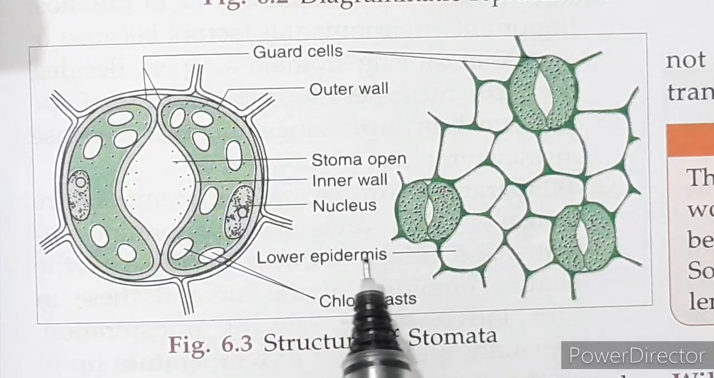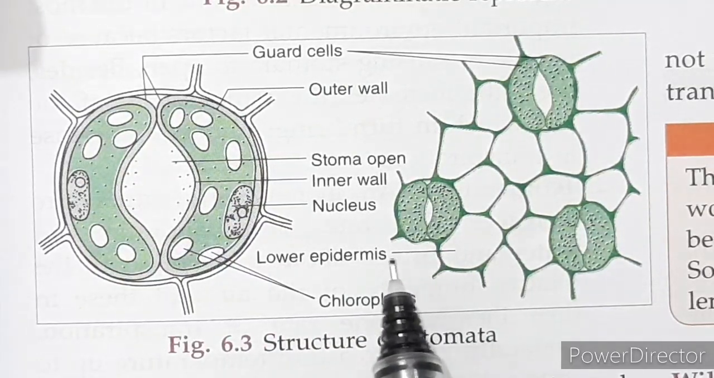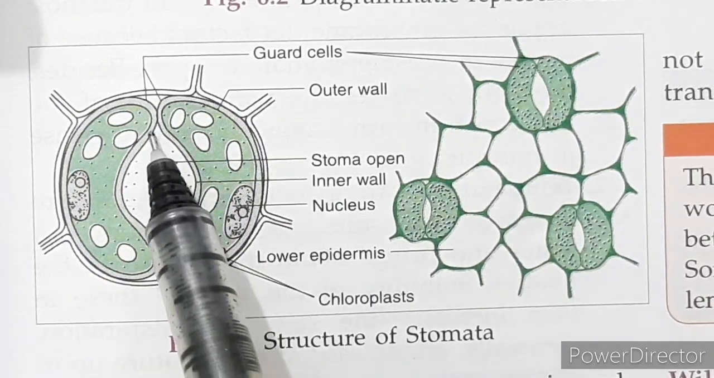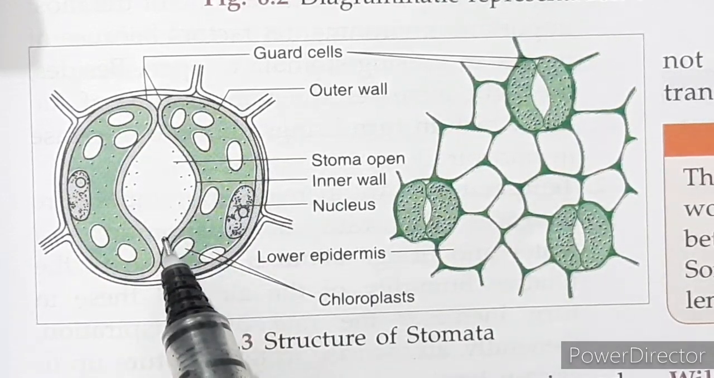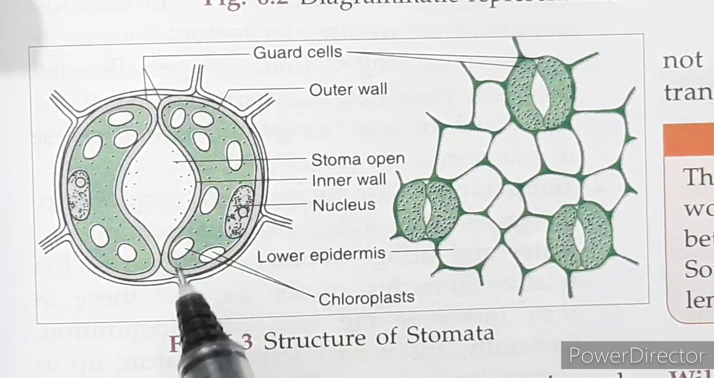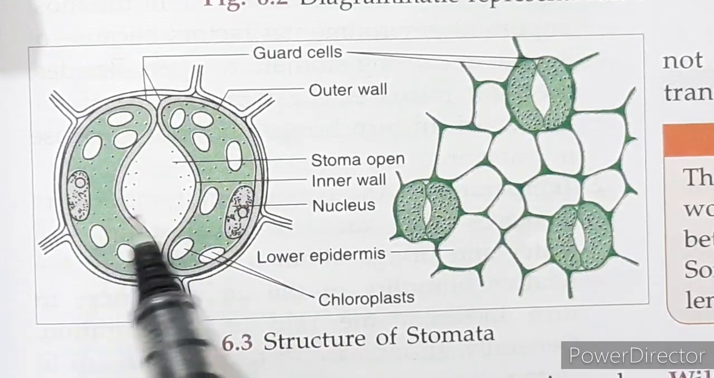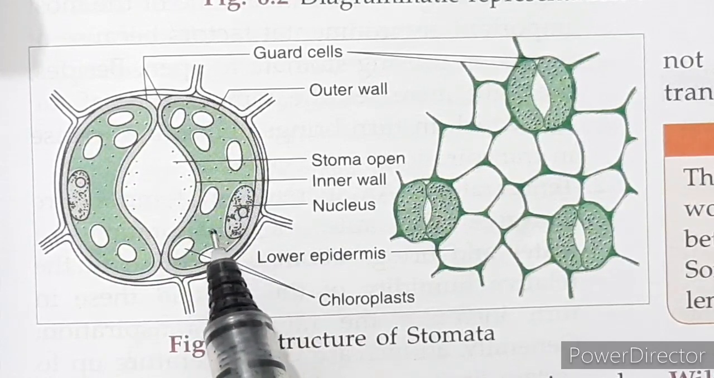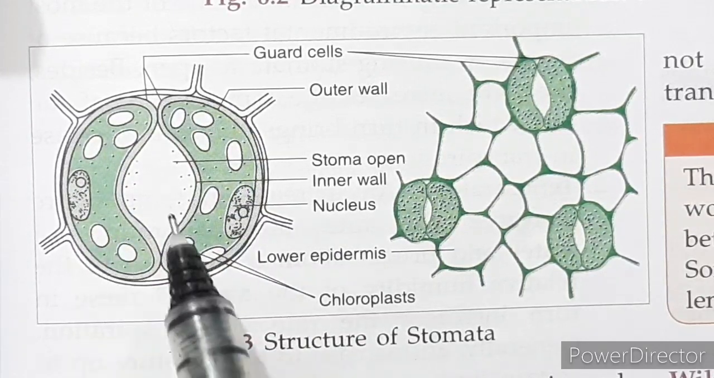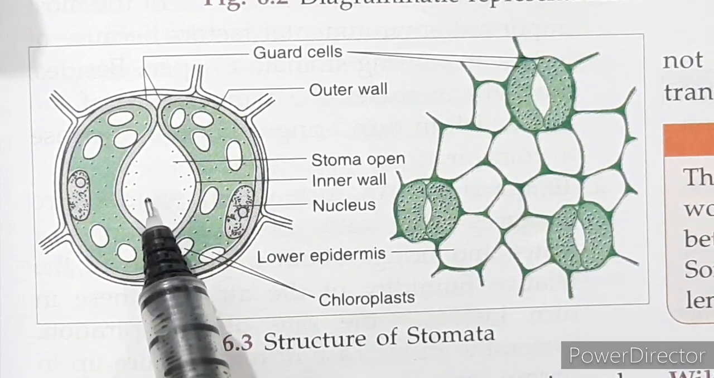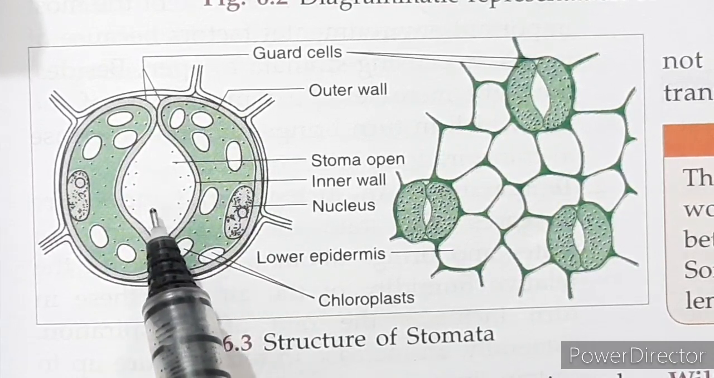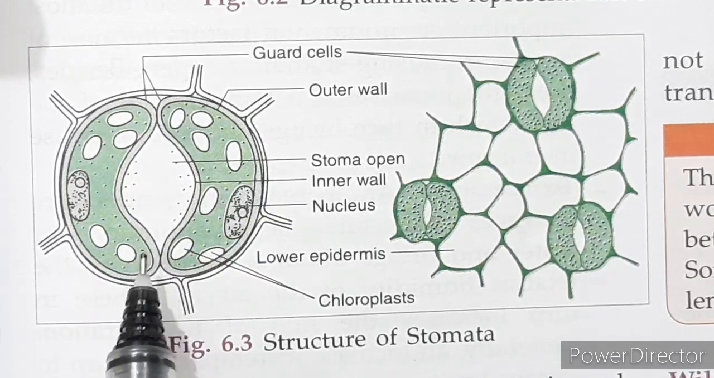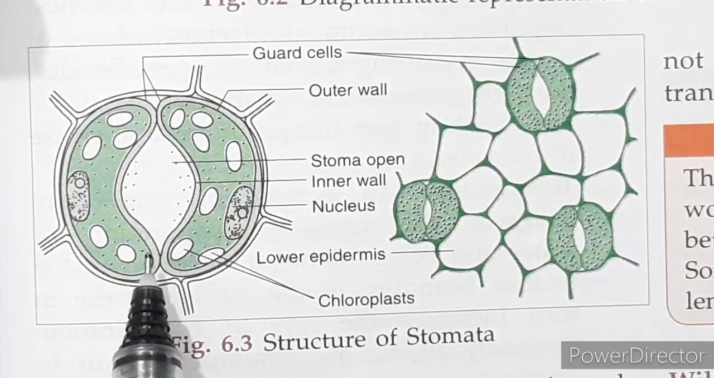This is the structure of stomata. Stomata are small pores found in large numbers in the epidermis of the plant. This opening is the stomata, which is guarded by the guard cells. There are two guard cells you can see, and these are kidney shaped, and each stoma is surrounded by guard cells. Stomata are for exchange of gases as well as for transpiration. That means the function of stomata is not only transpiration, but it also helps in exchange of gases.